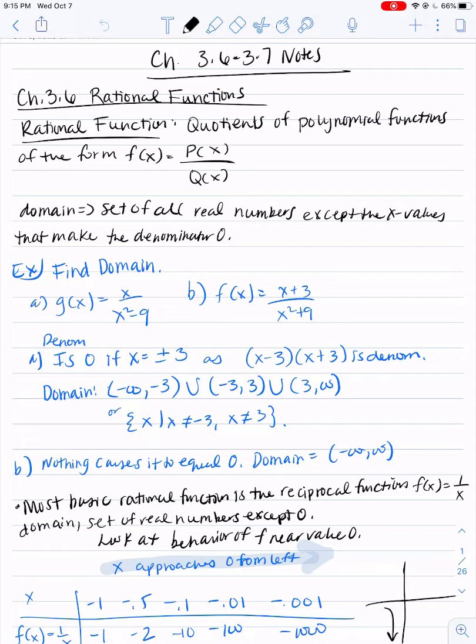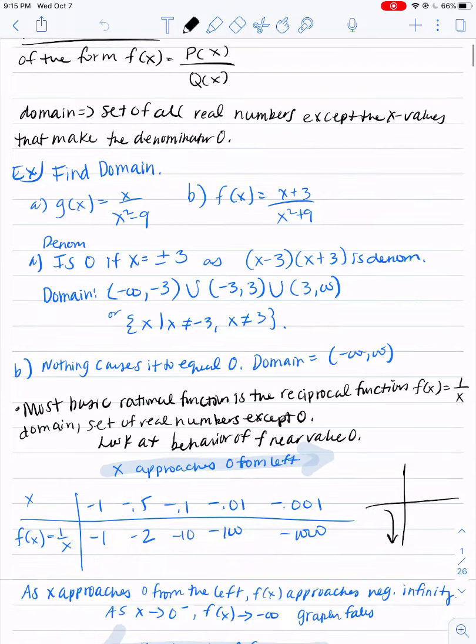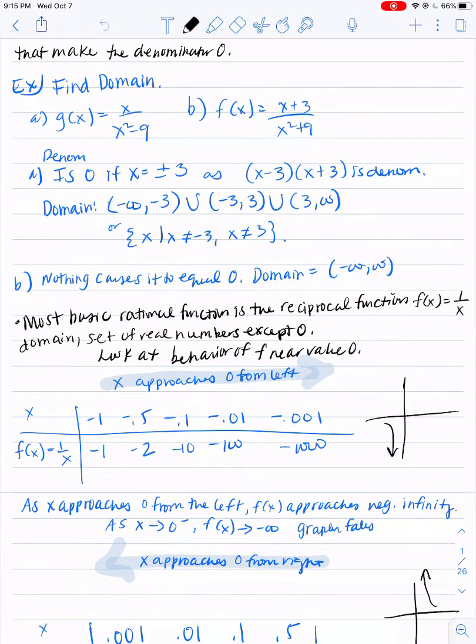So the formal definition is that it's a quotient of polynomial functions of the form f of x, where we have p of x over q of x, and our p of x and q of x are polynomial functions. So the domain is going to be the set of all real numbers, basically except the values that make the denominator 0. So in this example, we're going to find our domain.